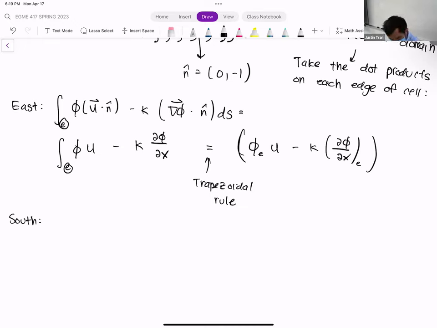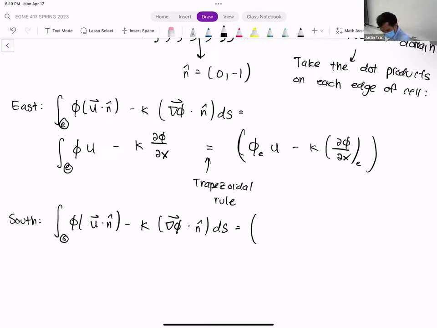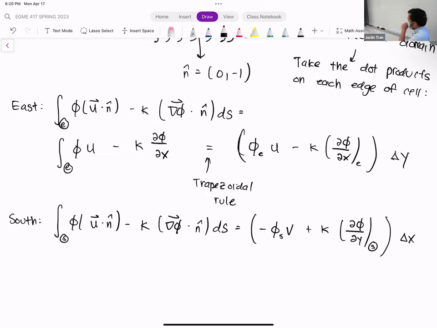Let's do it for the south edge. Here we have phi times u dot product n minus k gradient of phi dot product n. We plug in for that, noting that our normal vector here is (0, -1). So we get minus phi sub s times v plus k partial phi partial y evaluated on the south edge, times delta x. We need the edge length whenever we're performing the trapezoidal rule.